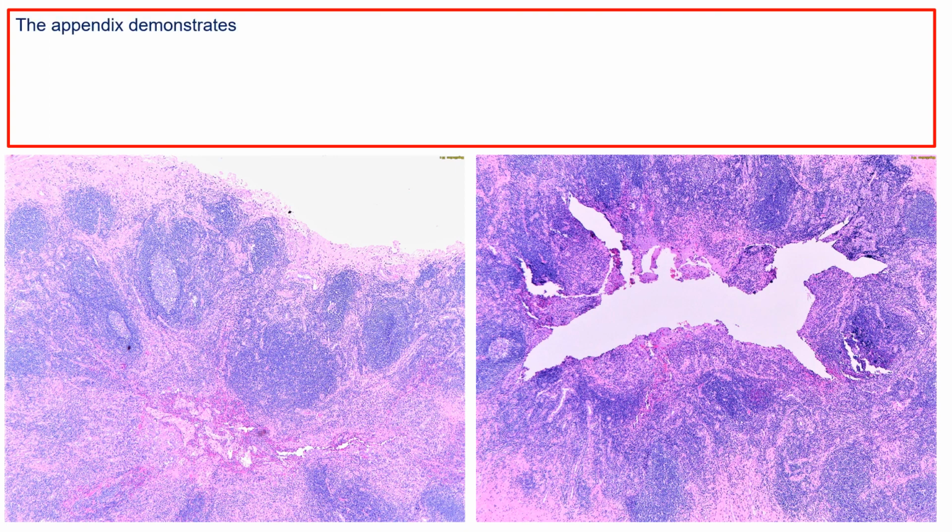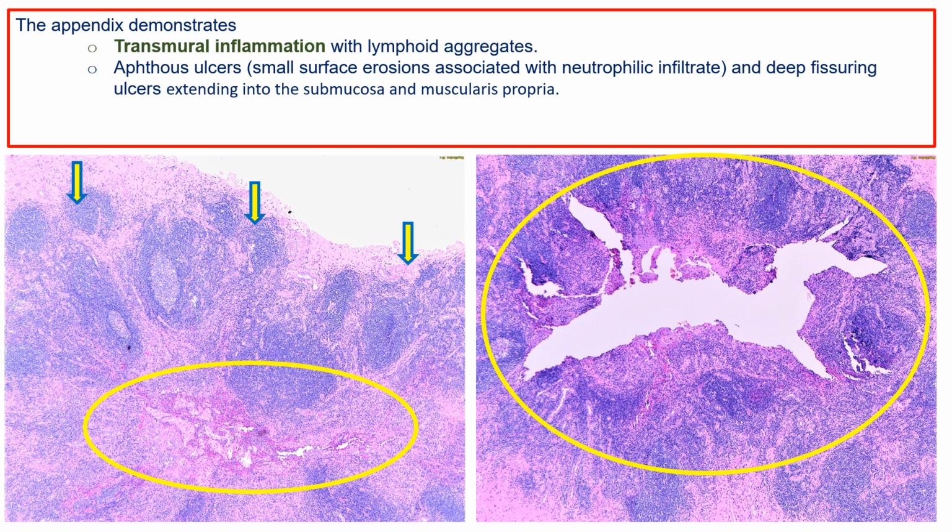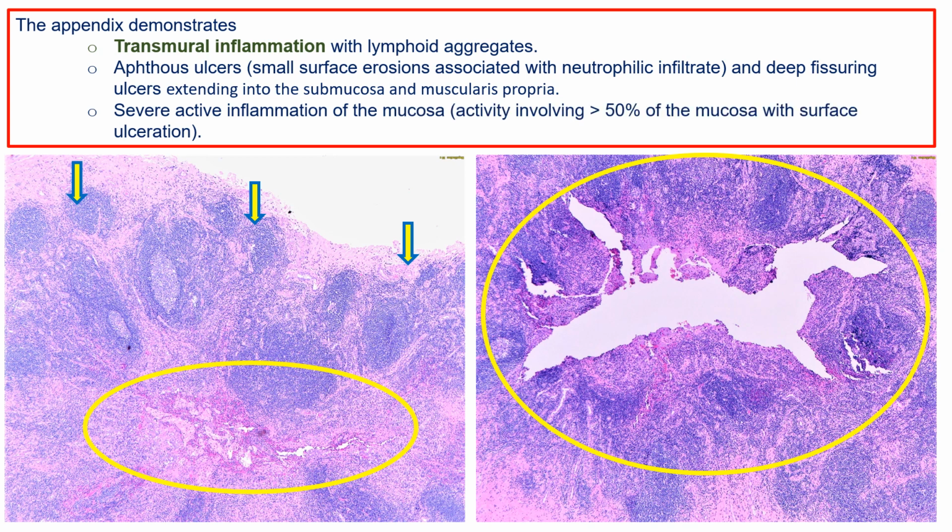The appendix demonstrates transmural inflammation with lymphoid aggregates, aphthous ulcers, small surface erosions associated with neutrophilic infiltration, and deep fissuring ulcers extending into the submucosa and muscularis propria. Severe active inflammation of the mucosa, activity involving more than 50% of the mucosa with surface ulceration.